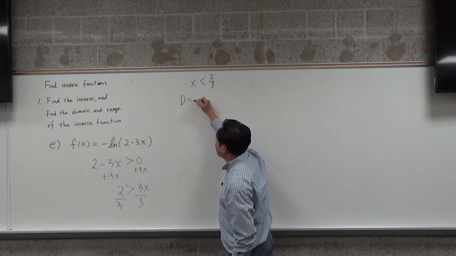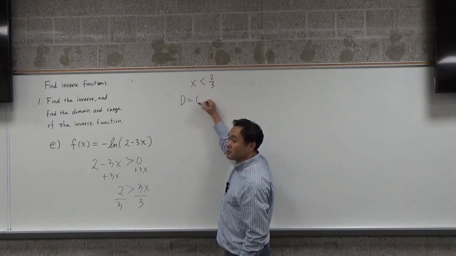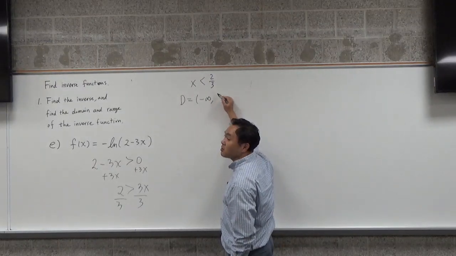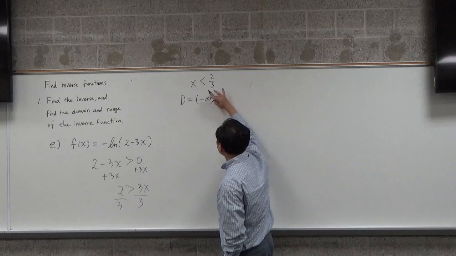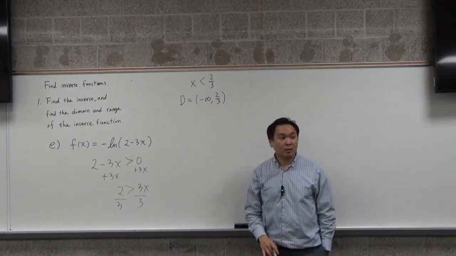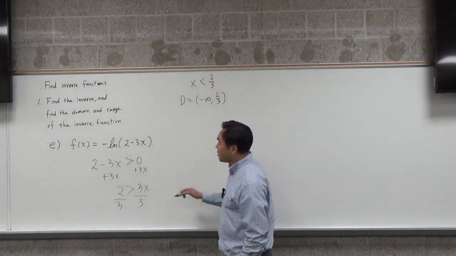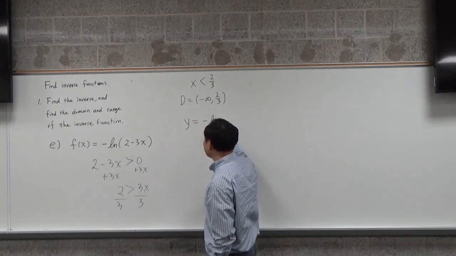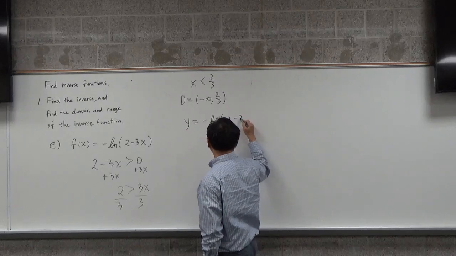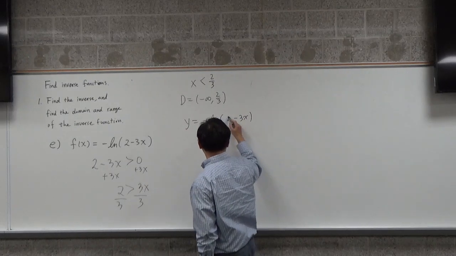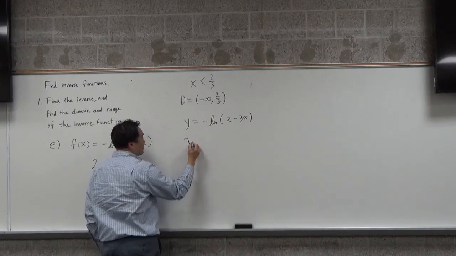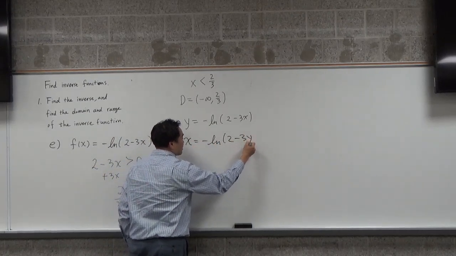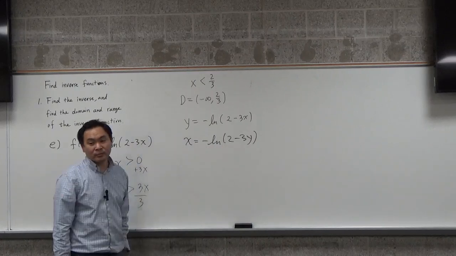What is this in interval notation? It's left of 2/3, so where do you begin? Negative infinity until 2/3. Okay, so that's your domain. All right, now let's do that thing. Introduce y and swap x and y. So instead of y, I put x. Instead of x, I put y. Now we have to solve for y.